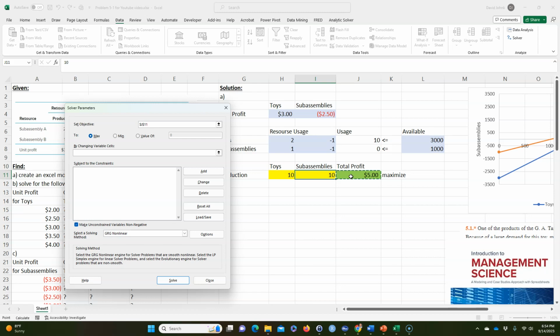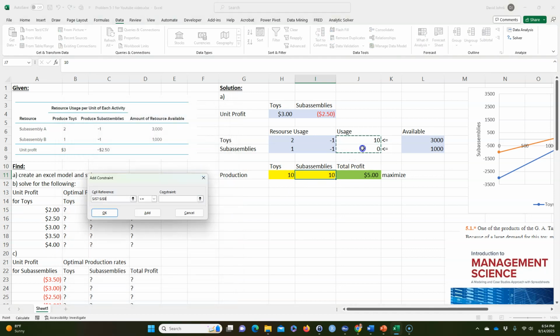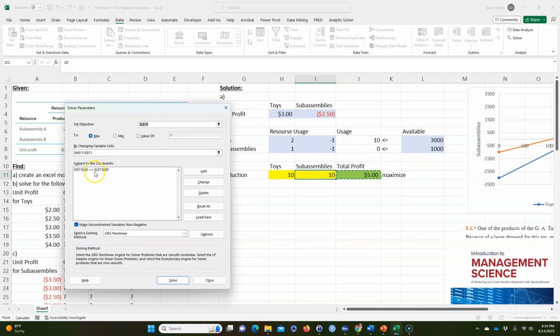I might have it. Alright, so I'm going to maximize that by changing these. And when I add some constraints, these two have to be less than or equal to these two. And go OK. Now I don't have that blank one in there. I don't know what that was. And then we're going to make this simplex linear programming. Okay, this is a linear program.